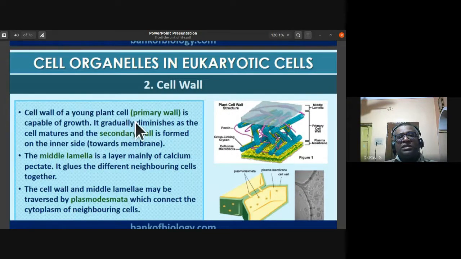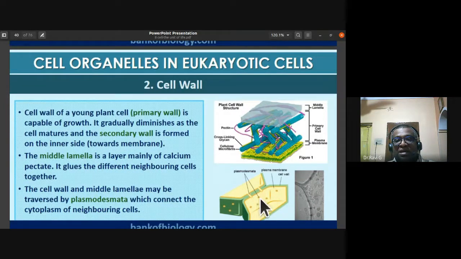So the cell wall of a young plant cell is capable of growth. The primary wall's capability to grow gradually diminishes as the cell matures and the secondary wall is formed on the inner side, towards the membrane.